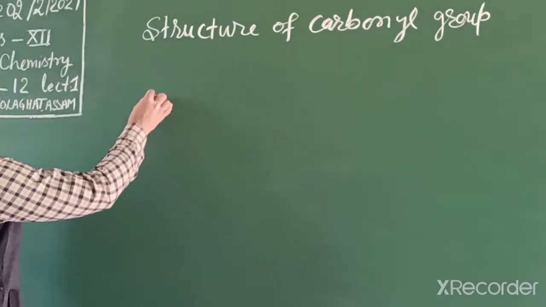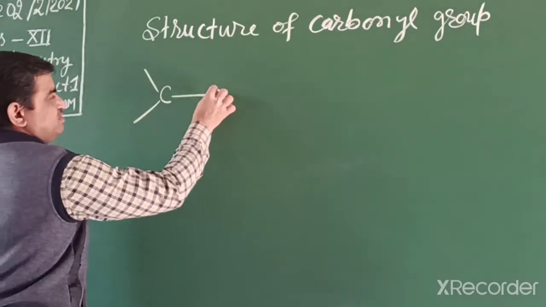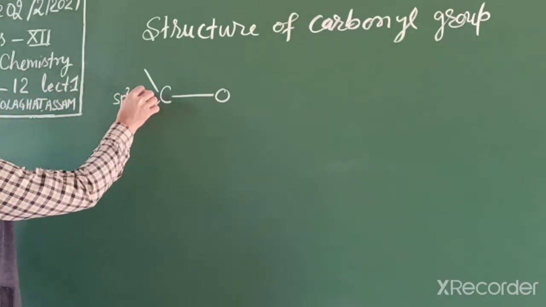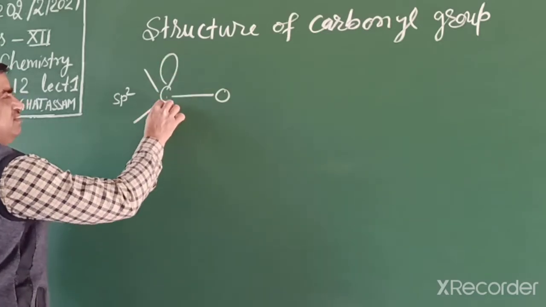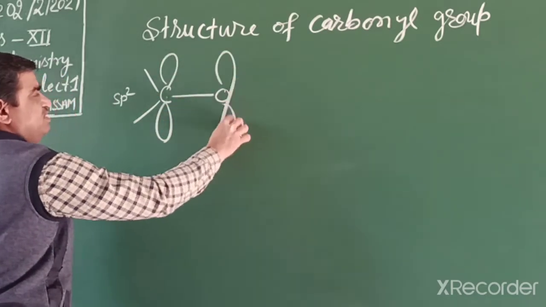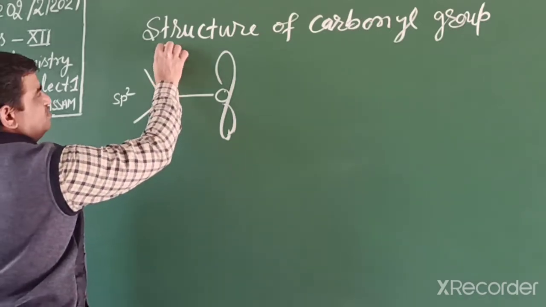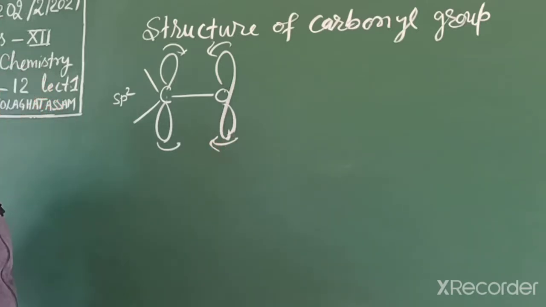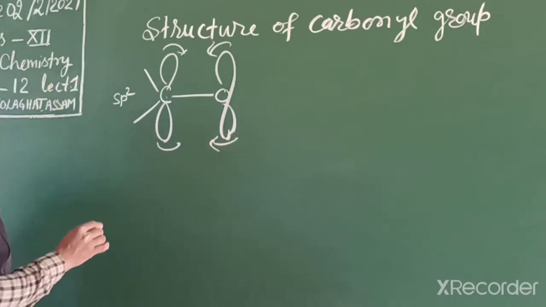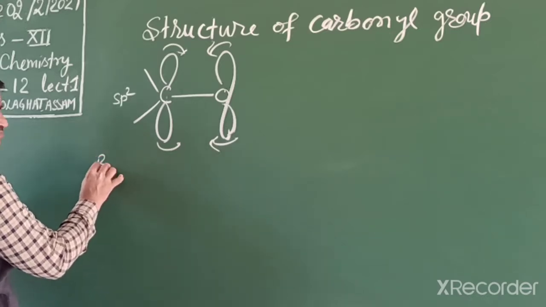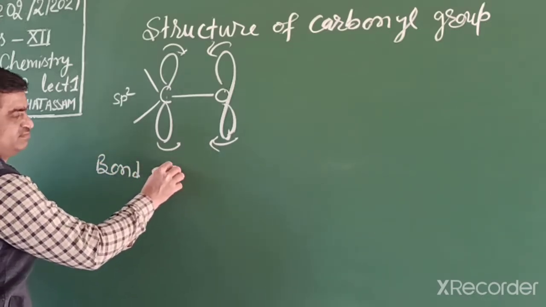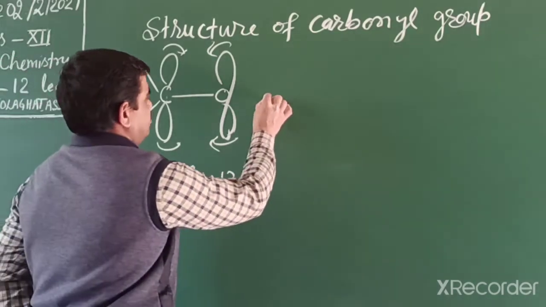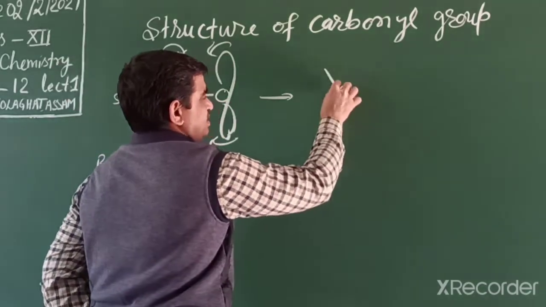Since in the carbonyl group we know such type of bonding, sp2 hybridization on this carbon, and one p orbital available for making a pi bond. So its pi electrons move in this way. In sp2 hybridization, the bond angle is 120 degrees. So we can represent it like this.